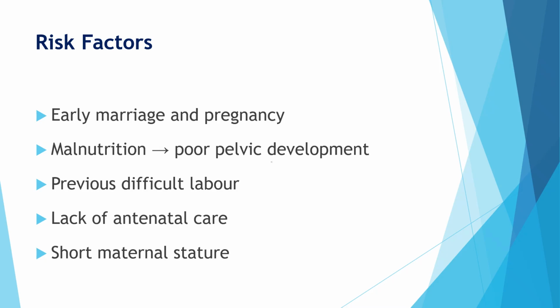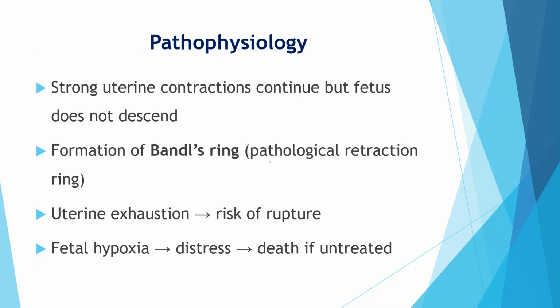If a woman had a difficult labor before, there is a higher chance it can happen again. Lack of antenatal care means problems are not identified early, so complications can occur during labor. Also, short maternal height is often associated with a smaller pelvis, which can make it difficult for the baby to pass through. Let's understand the pathophysiology of obstructed labor.